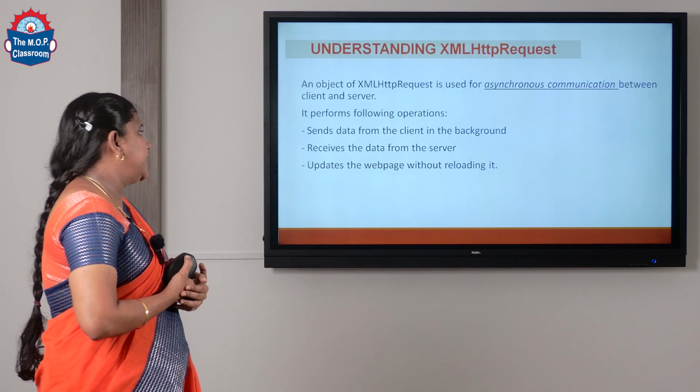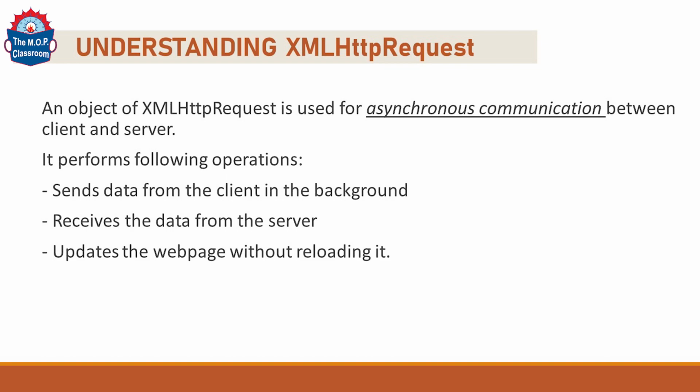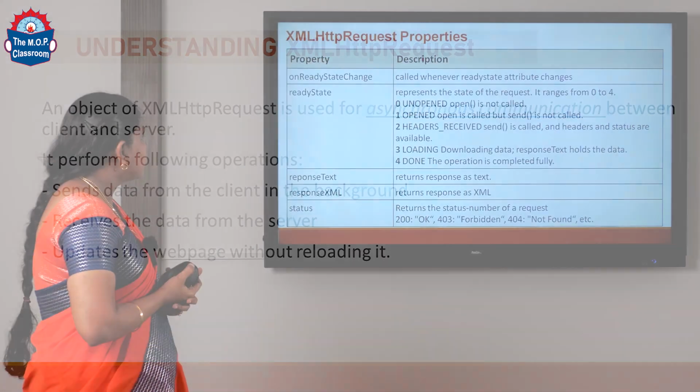Understanding XMLHttpRequest. An object of XMLHttpRequest is used for asynchronous communication between client and server. It performs the following operations. It sends the data from the client in the background, receives the data from the server, and updates the web page without reloading it.